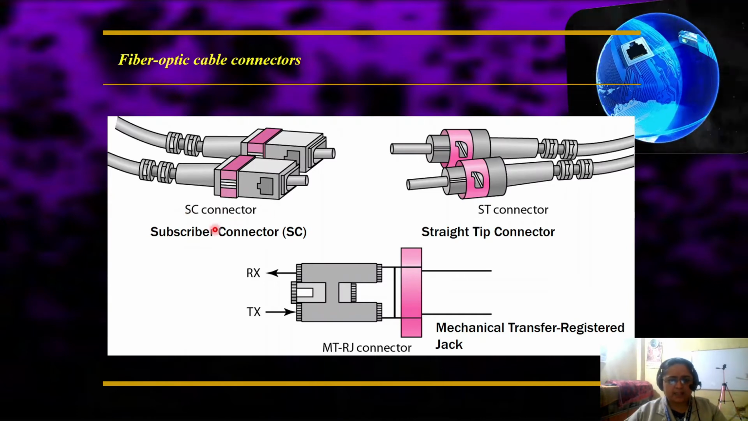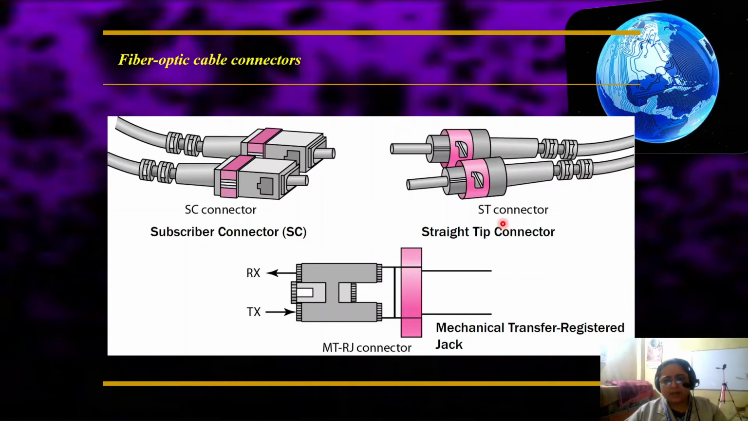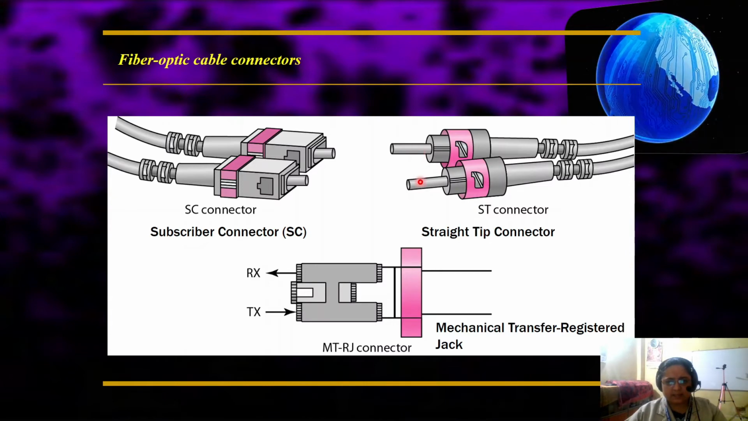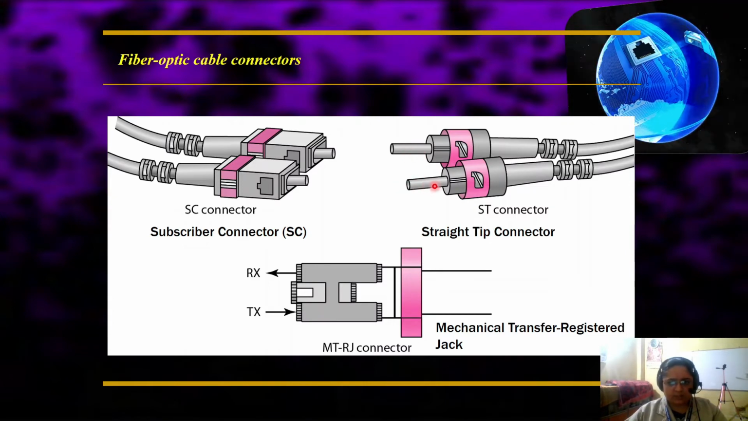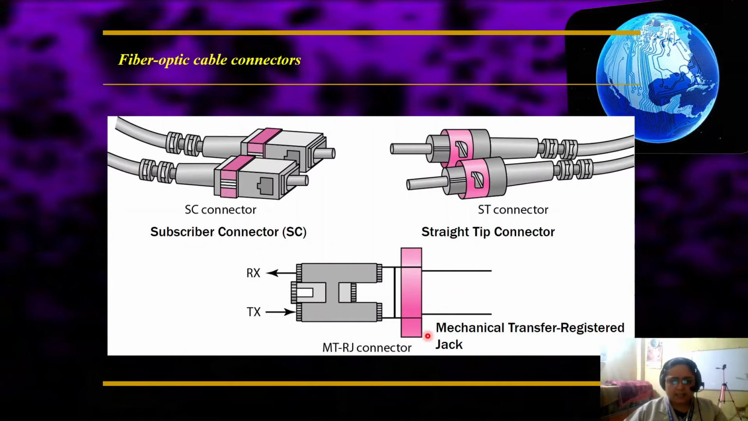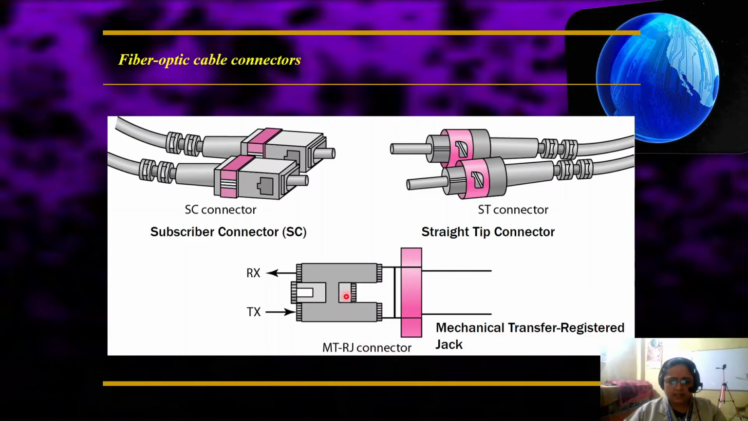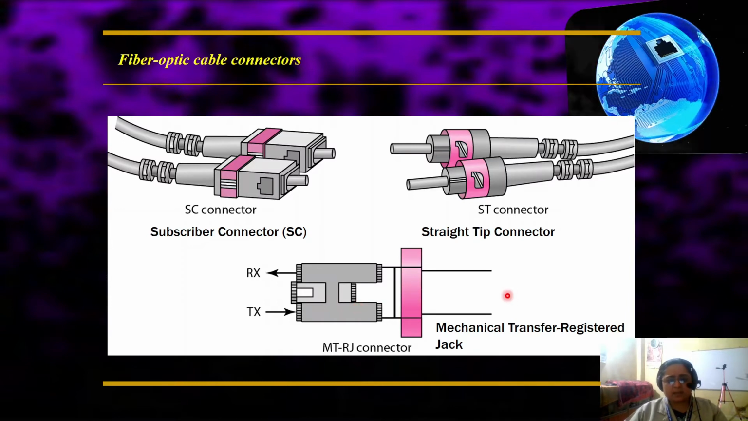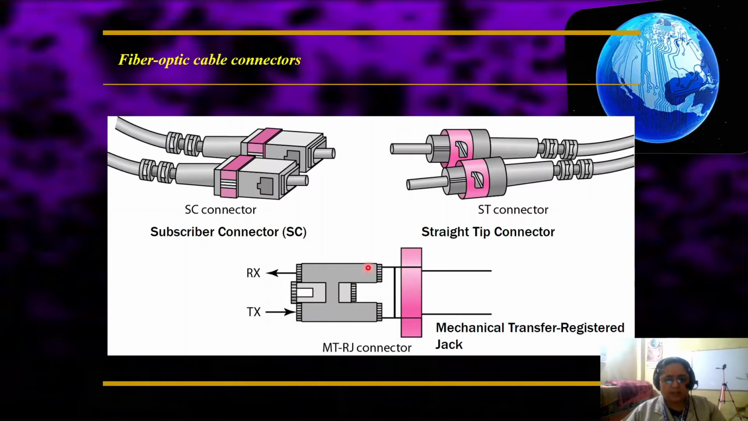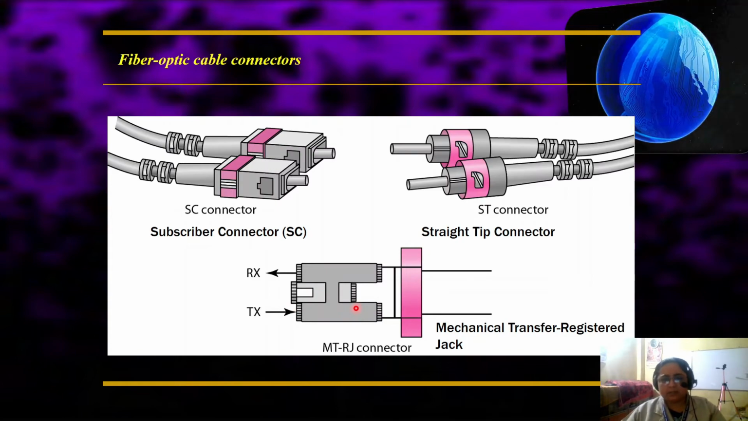One is the SC connector, which is also known as the standard connector or subscriber connector. You have the ST connector, which is known as the straight tip connector, where you can see there is the central core and cladding which is exposed, and it is just connected into the other female connector. And here you have the other one, that is the mechanical transfer registered jack, MTRJ connector, which provides a connection to a maximum of 12 fibers. So this is the most popular form of the connector for fiber optic cables and very easily available in the market also.